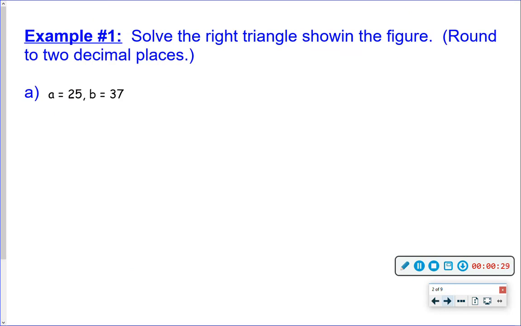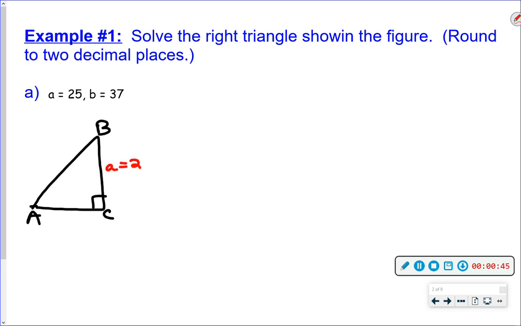All right, solve the right triangle shown in the figure, rounded to 2 decimal places. Clearly, we need to draw the figure. You will have a picture of a right triangle. The right angle is always C, and then the acute angles are A and B. Now, the side opposite angle A, side A, which they tell us is 25. The opposite side of angle B, side B, which they give us is 37. Now, solve the triangle means we want to know all 3 angles, all 3 sides.